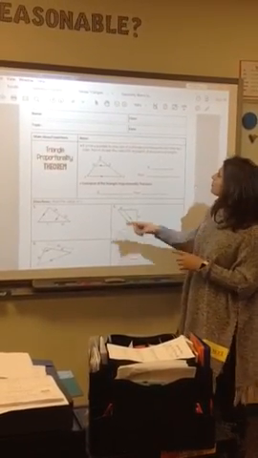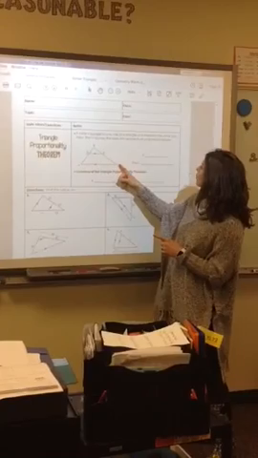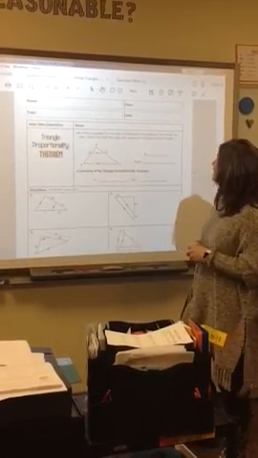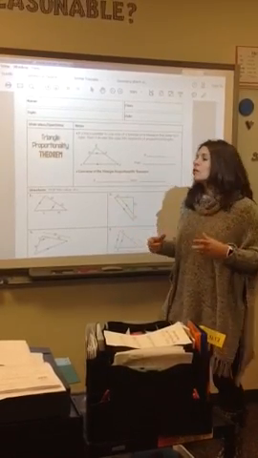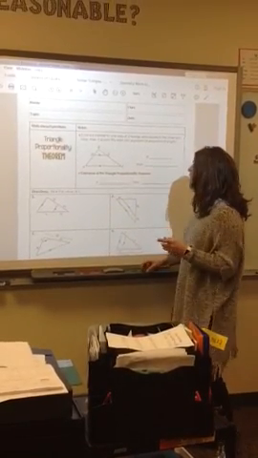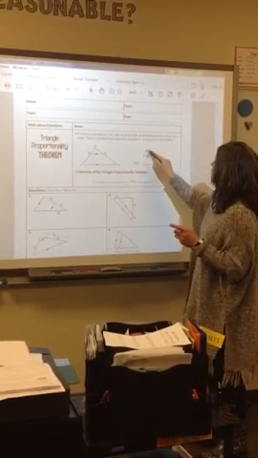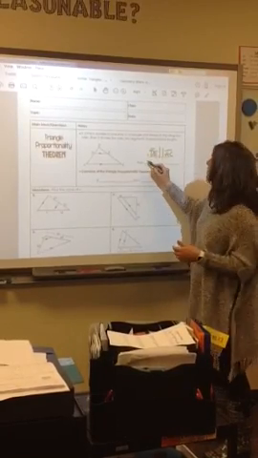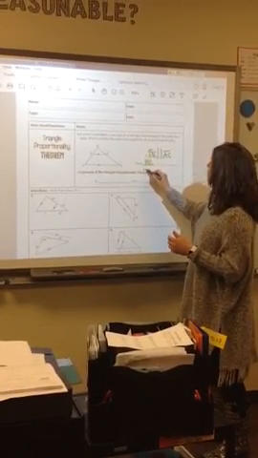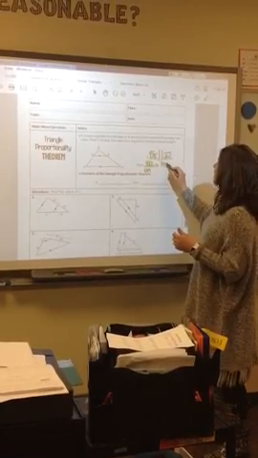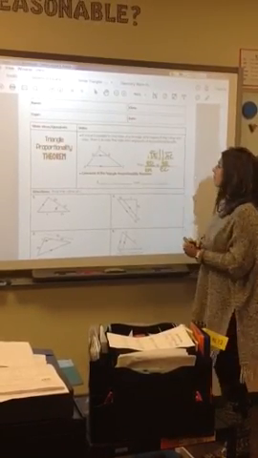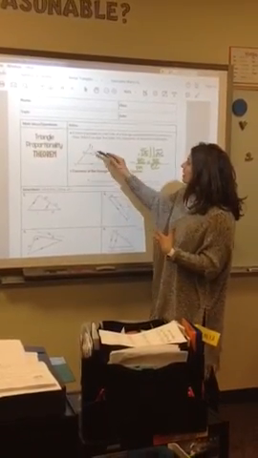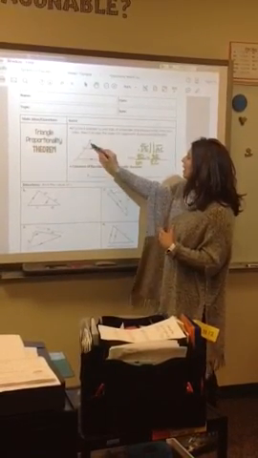It says if a line is parallel to one side of a triangle and intersects the other two sides, then it divides the sides into segments of proportional lengths. So when we look at a conditional statement, it's going to look like this. If DE is parallel to AC, then BD is proportional to DA, and BE is proportional to EC.